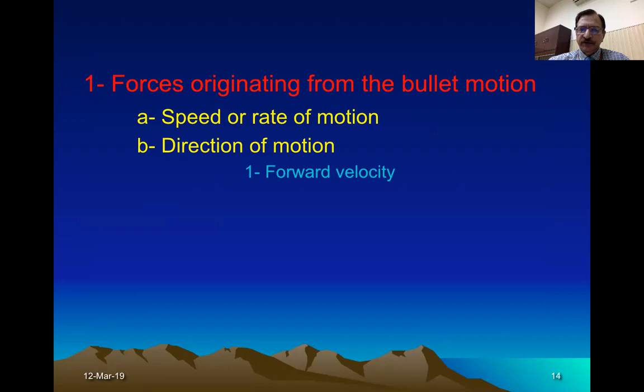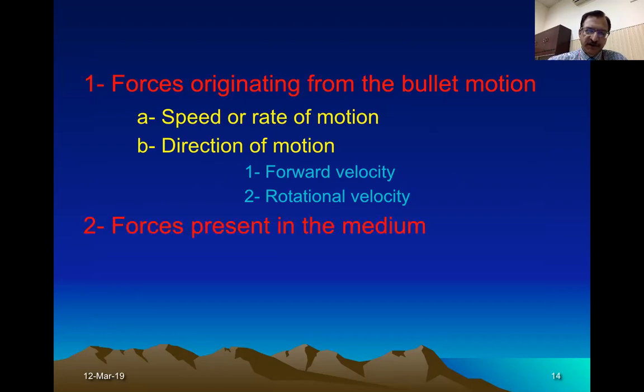And this direction of the motion will further have a forward velocity and rotational velocity, as rifled weapons give spin to the bullet, and with that spin, it rotates upon its own axis. So these are the forces which are imparted by the weapon to the bullet: forward velocity and rotational velocity.